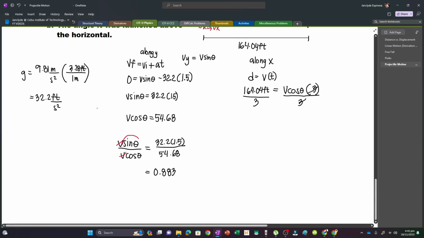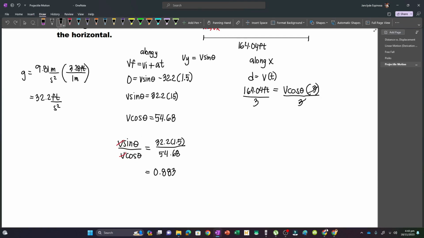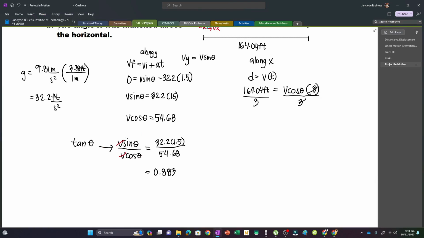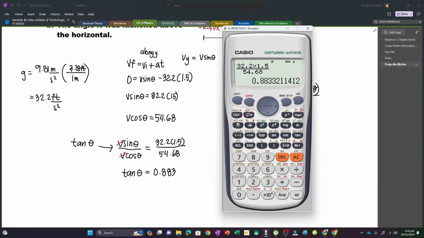And then, this sin theta over cos theta, what is that? Right, that's simply tan theta. So we replace sin theta over cos theta with tan theta. And so now we can compute for theta, since that's what we need to find. So again, tan theta equals 0.883, or you can also use arctan of 0.883. So, equals 0.883. Shift solve.